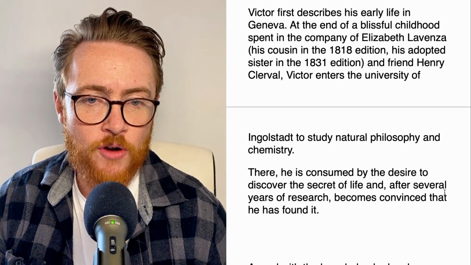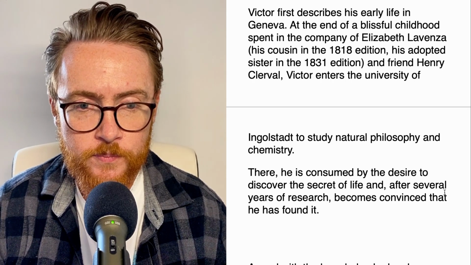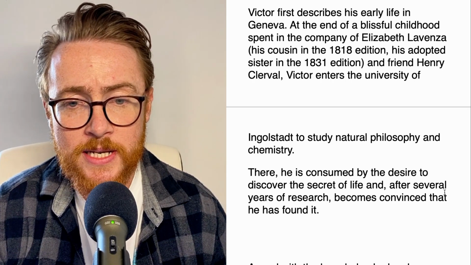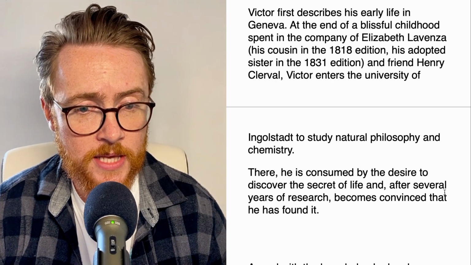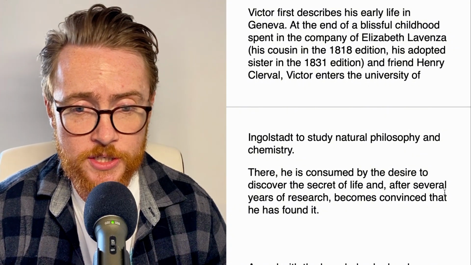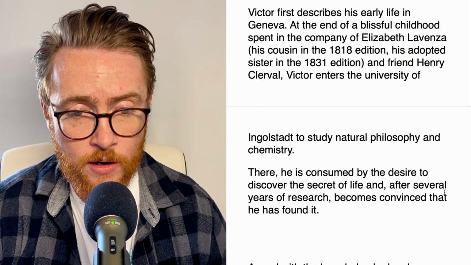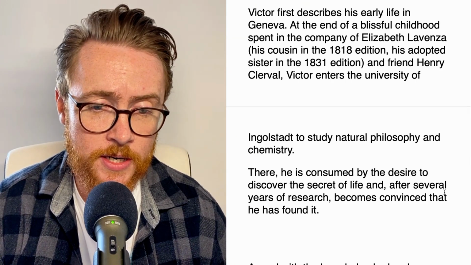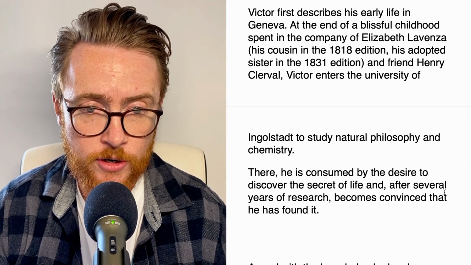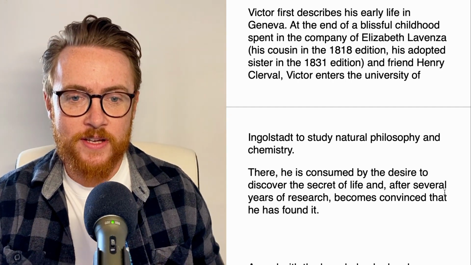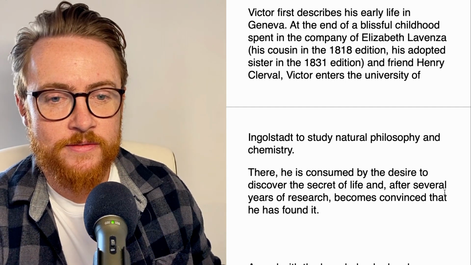Victor first describes his early life in Geneva. At the end of a blissful childhood spent in the company of Elizabeth Lavenza, his cousin in the 1818 edition, his adopted sister in the 1831 edition, and friend Henry Clerval, Victor enters the University of Ingolstadt to study natural philosophy and chemistry. So, the first recounting or telling of the story, Victor describes his early life in Geneva.